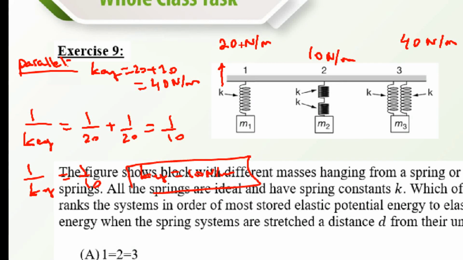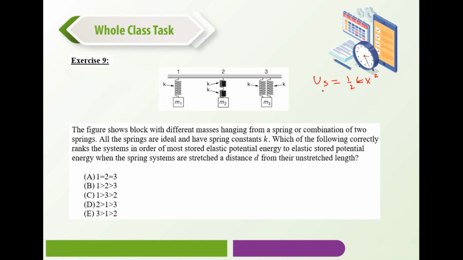Now the number, my choice of 20 newtons per meter, is not important. We just need to compare these values. So upon adding springs in series, the stiffness decreases. Upon adding springs in parallel, the stiffness increases. So among these configurations, the highest stiffness would be 3, then comes 1, then comes 2, which makes the elastic potential energy greatest at 3, then at 1, then at 2, which makes E the correct answer.